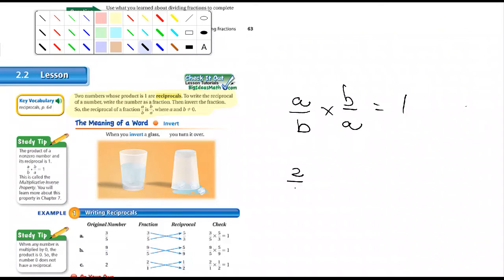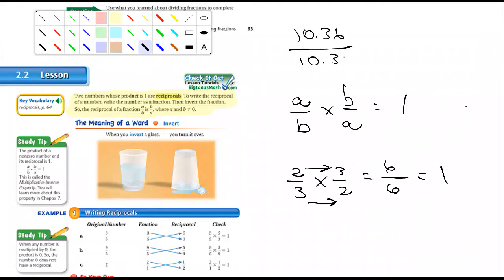2/3 times 3/2 equals, what's 2 times 3? 6. What's 3 times 2? 6. What does 6/6 equal? 1 whole. 1. Any number over itself, and I talked about this briefly yesterday, equals 1. Doesn't matter what the number is. I could put 10.36 over 10.36. What's that equal? 1.